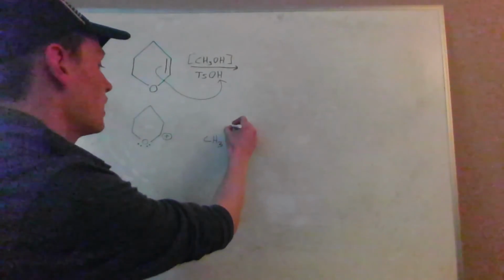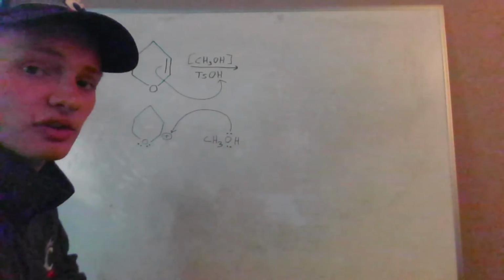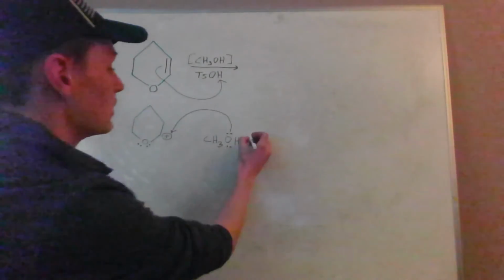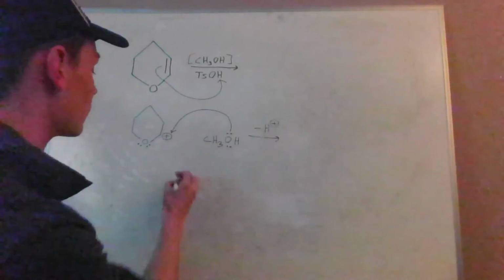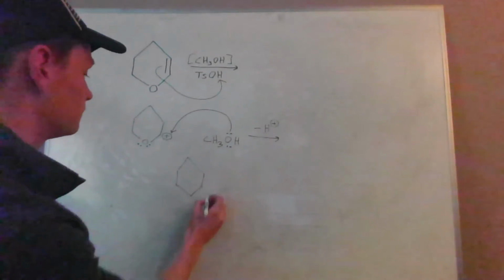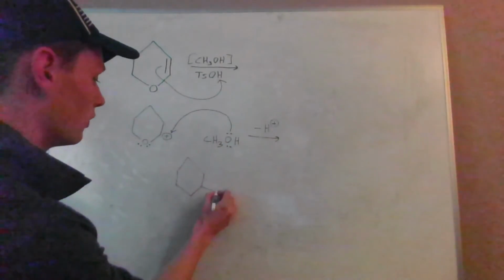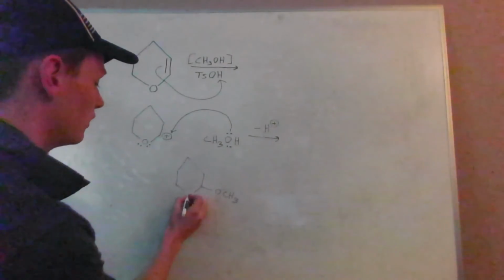This lone pair on the oxygen atom is going to attack that positive charge. And then we would obviously have some sort of proton loss. And you would get your major product, which would look like this, okay? So you would have the OCH3, and then you would have your oxygen in here.